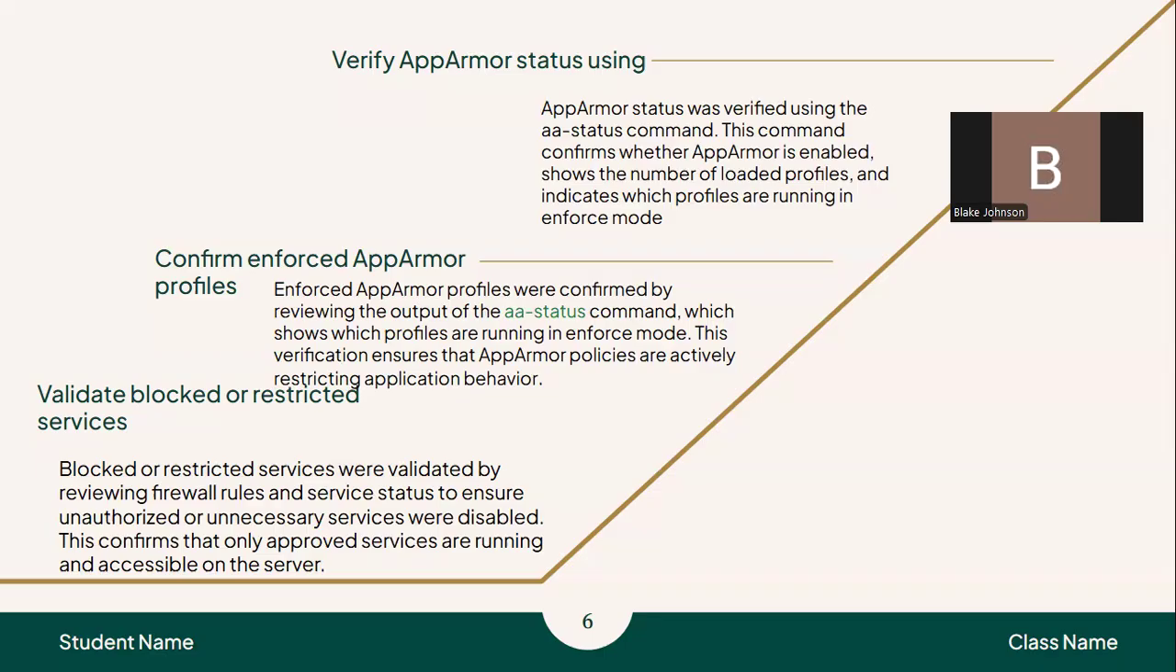As for the verification and validation, to make sure our security steps worked, we verified the configuration using different tools. The aa-status command was used to check that the AppArmor profiles were active. Firewall rules were checked to make sure only the allowed traffic could pass through. The services that should have been blocked were confirmed to be off. These checks helped us confirm that our security measures were applied properly, and they also allowed us to detect any errors or gaps that needed fixing. Verification is important because it ensures that the steps we took actually improve server security and reduce risk.